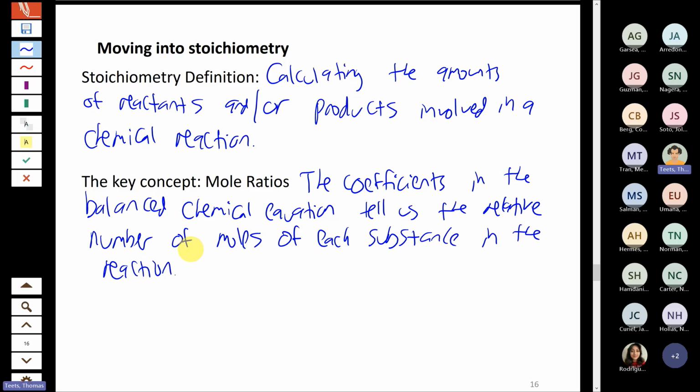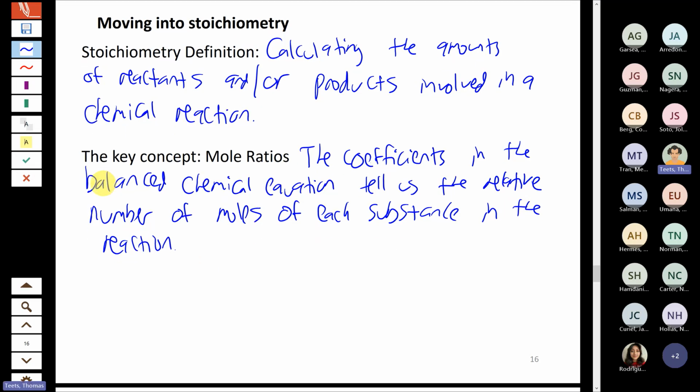So what we can do then is build ratios that we're going to use as conversion factors that allow us to convert from the amount of one substance into the amount of another. If we have this much of one reactant, how much of the product would form? Or if we have this much of one reactant, how much of the other reactant do we need? And so on. Any combination of those we can build up.